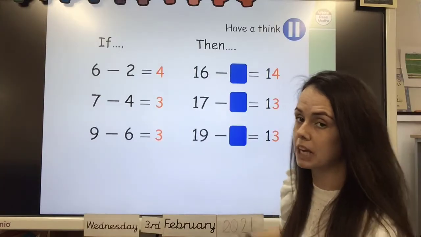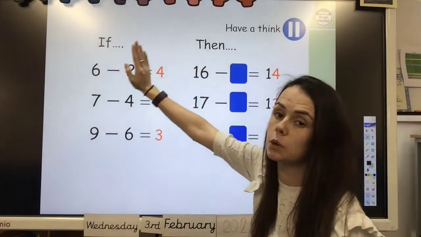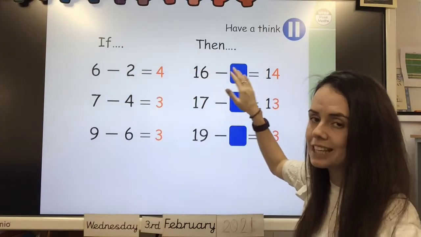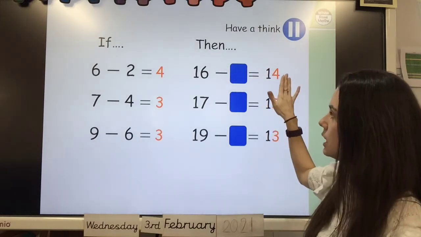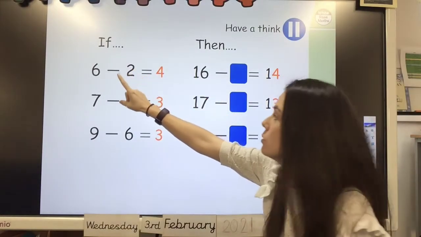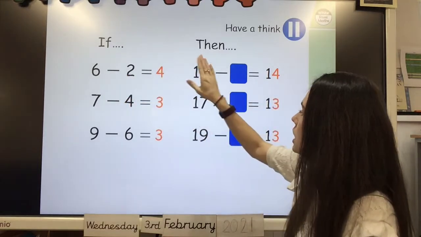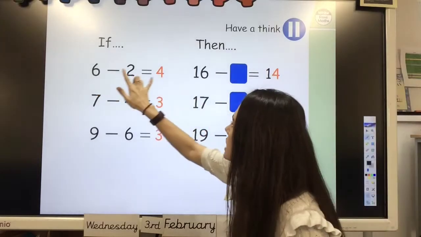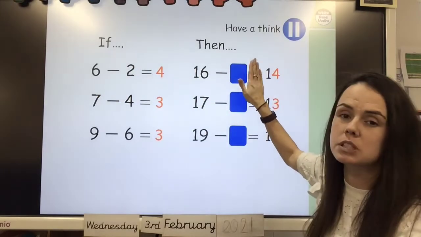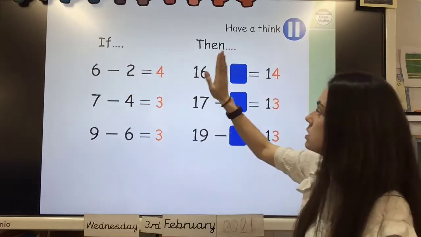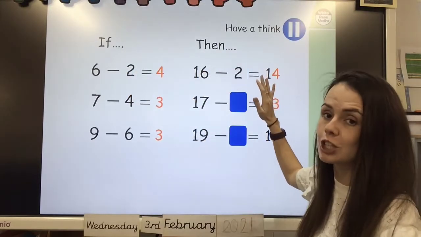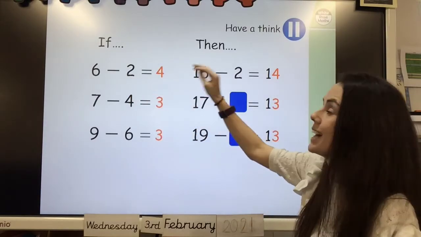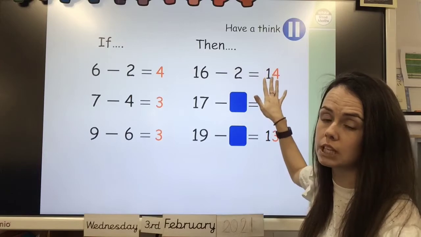So let's have a look at this page. We've got ifs and thens. So if 6 take away 2 is 4, then 16 take away something equals 14. Now the way we can look at it, this is we've got a 6, a 2 and a 4. 16, something and a 14. So the 6 and the 4, and we've got our 10. So what number's going to be here? 6, 2, 4, 16, 2 and 14. Well done, because 6 take away 2 is 4 and 16 take away 2 is 14.